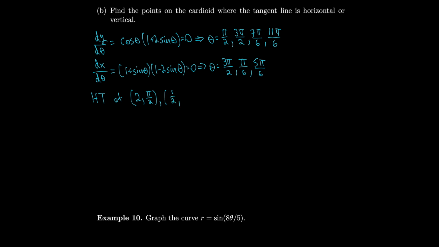So then we have r equals half. So that's another horizontal tangent, because dx d theta is not 0 there. Also at half, 11 pi over 6.